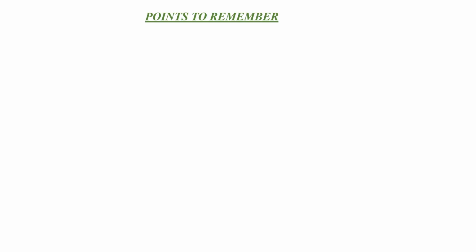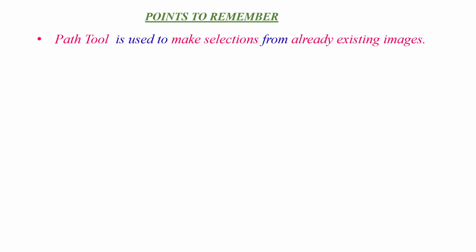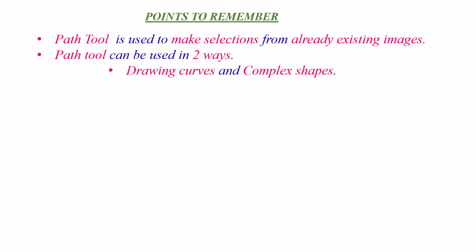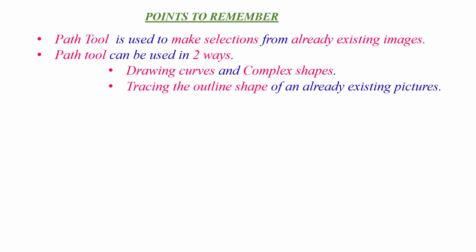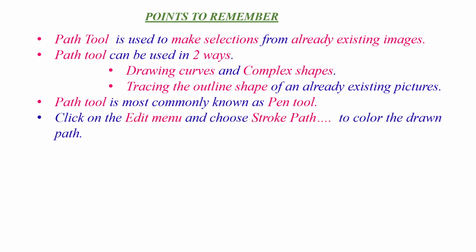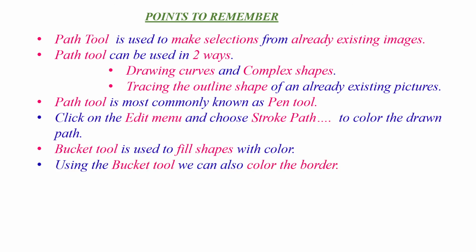Let us see the points to remember. The path tool is used to make selections from already existing images. It can be used in two ways: drawing curves and complex shapes, and tracing the outline shape of an already existing picture. It is otherwise called the pen tool. The stroke path option is available in the edit menu. The bucket tool is used to fill the shape with color, and we can also color the border with it. The path tool is also used to draw flowers, leaves, etc.